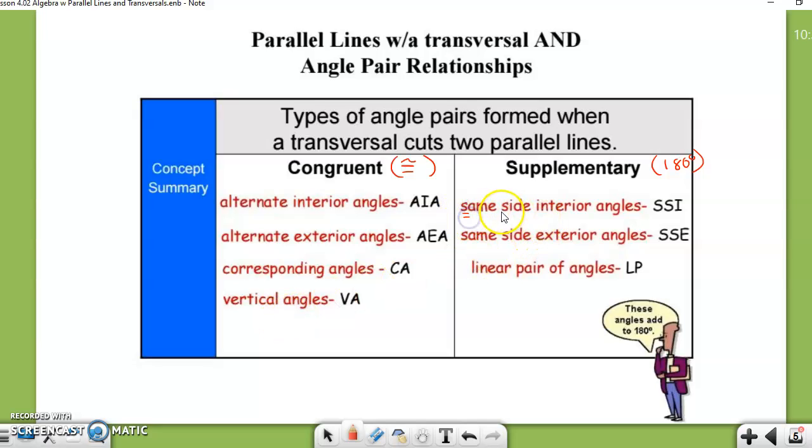Your same sides are supplementary. You add them together and equal 180. And then there's the linear pair. Every line is 180 degrees, linear pair. They add up to 180.